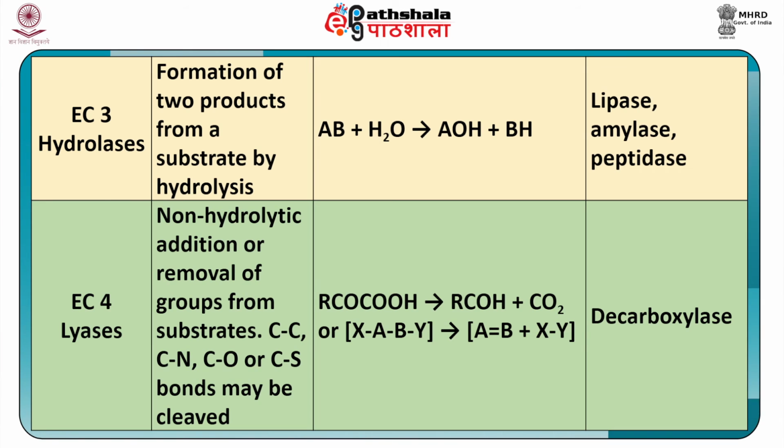EC 3, to which hydrolases belong, is basically the formation of two products from a substrate by hydrolysis. Hydrolysis means water will be utilized to break a particular bond. So AB plus water gives you AOH, which is the hydroxyl group of water, plus BH. So lipases, amylases, peptidases, which are involved in digestion of food, are all examples of hydrolases.